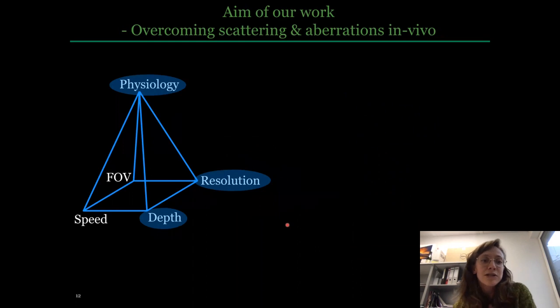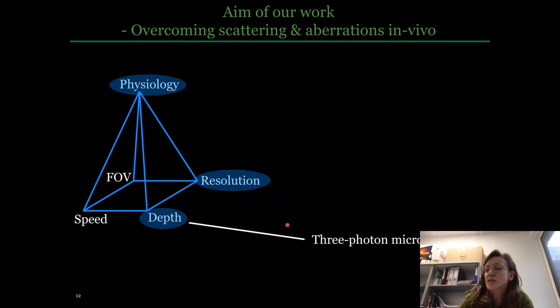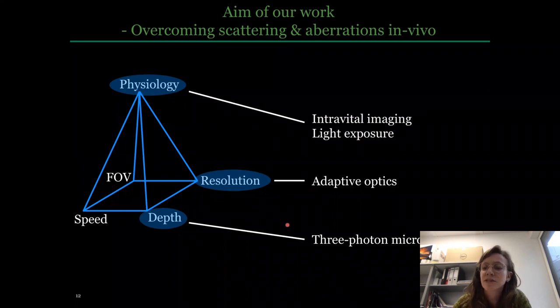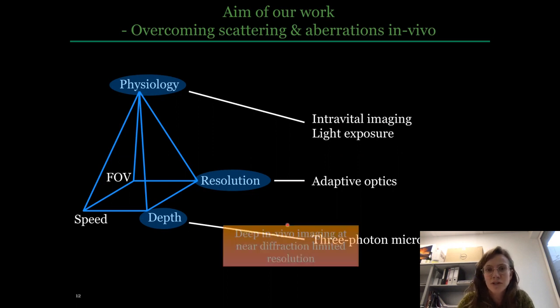So to come back to our aim, to improve the imaging depth, we use three-photon microscopy, which can image deeper than two-photon microscopy due to longer wavelength excitation and fundamental improvement in signal-to-background ratio. We implement adaptive optics strategies to recover resolution at depth. And as we are imaging the in vivo mouse brain at high resolution, we also implemented intravital imaging strategies, which allow to correct for motion artifacts which result from vital functions such as the heartbeat. And we also had a special focus on the light exposure we put onto the brain, as we want to maintain physiological imaging conditions.